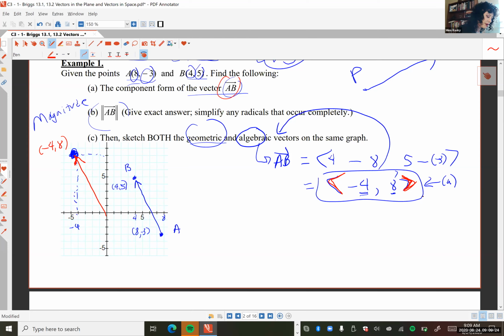The answer is right here. I already drew pictures. I've got the geometric and the algebraic version of the vector, so I've done part C. I haven't done part B yet. So part B is saying, what is the magnitude of this vector AB?